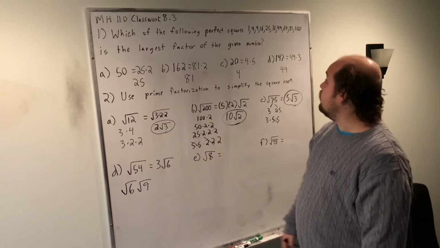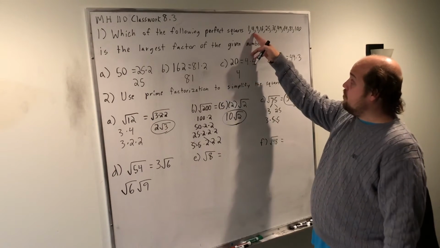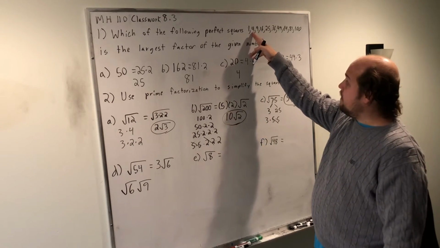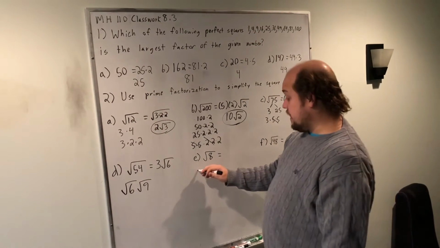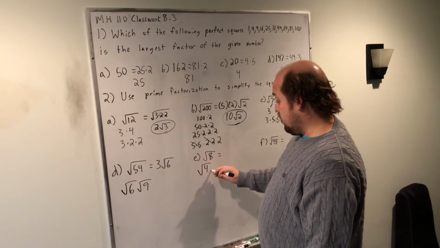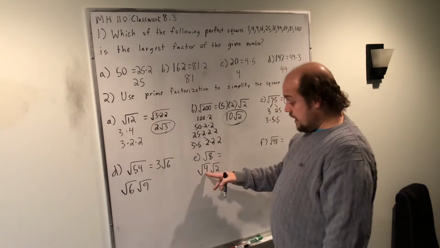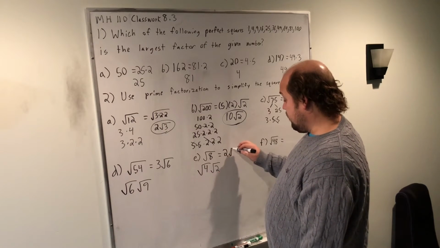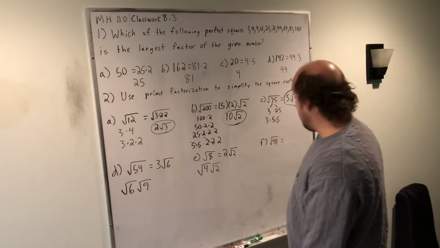If I try to do the root of 8, that would start right here because 9's too big, so I try 4. 8 divided by 4 is 2. I can break this up into the root of 4, root of 2. That root of 4 is a perfect square, comes out as a 2, and it's left being multiplied by this root of 2 that's left behind.